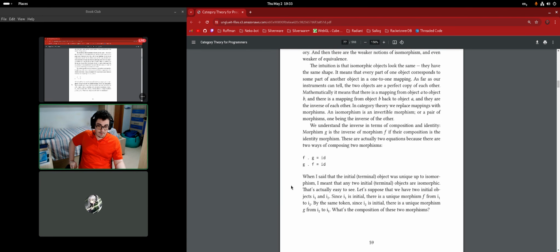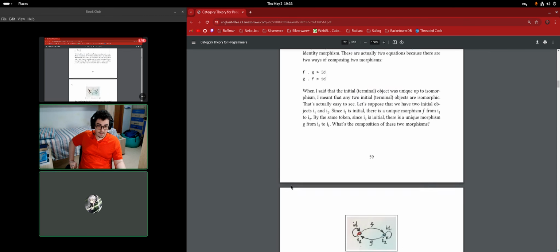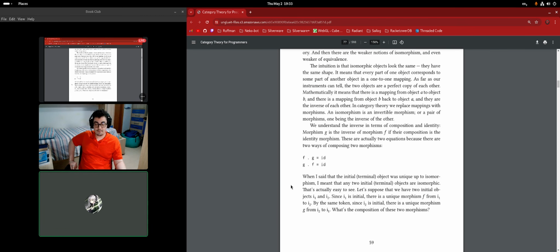So let's continue. Let's see an example here. This definition in terms of composition and identity is actually pretty good. I like it a lot. So we understand the inverse in terms of composition and identity, right? If the morphism G is the inverse of F, their composition is the identity morphism. That seems reasonable, because if you do a thing and then do the same thing backward, that's the same as doing nothing.